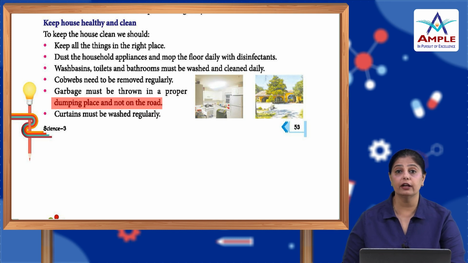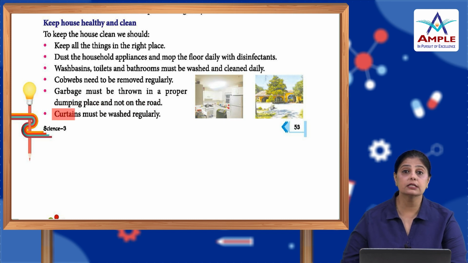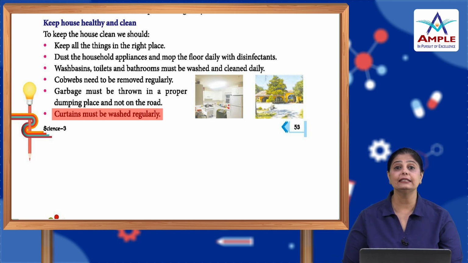Whenever any garbage collector comes to your house, you must hand over the garbage bags to him, with all the garbage that is there. Now, curtains must be washed regularly. So, children, these are the things that make our house neat and clean, and at the same time help us to breathe fresh air also. So, ensure that all these things are maintained in your house.